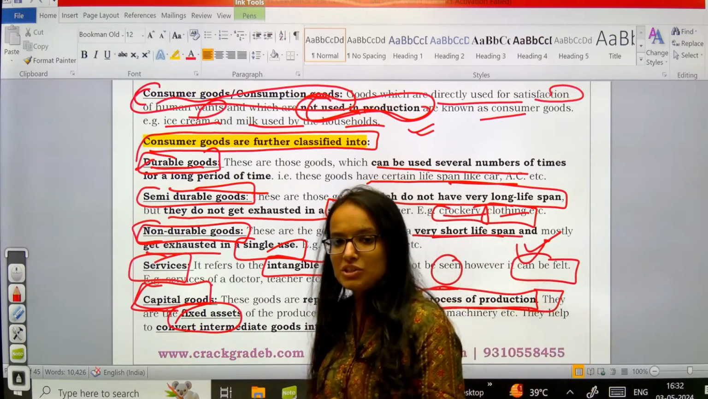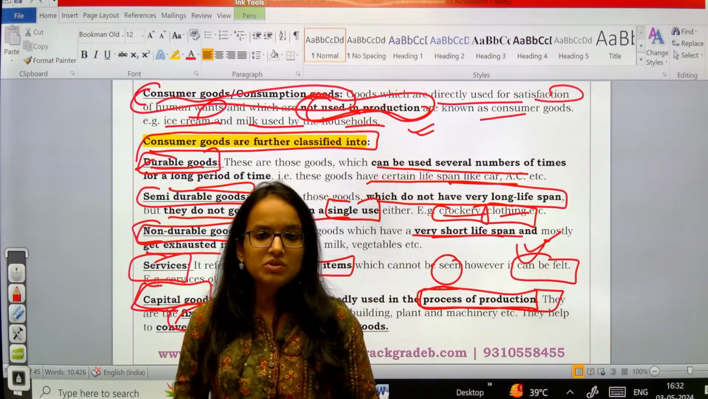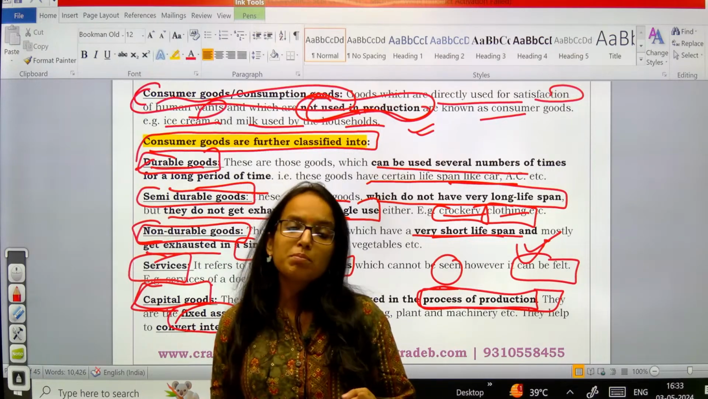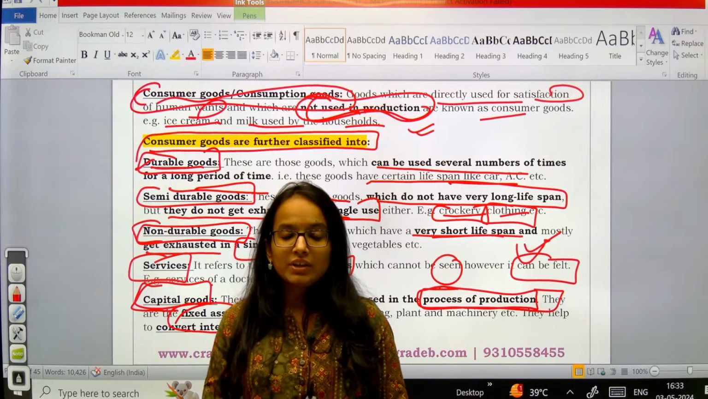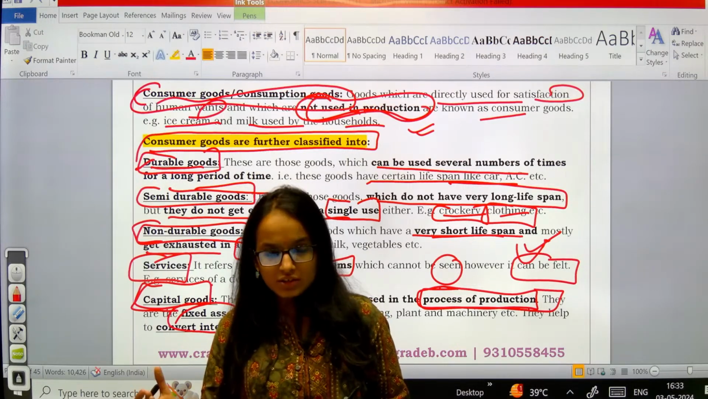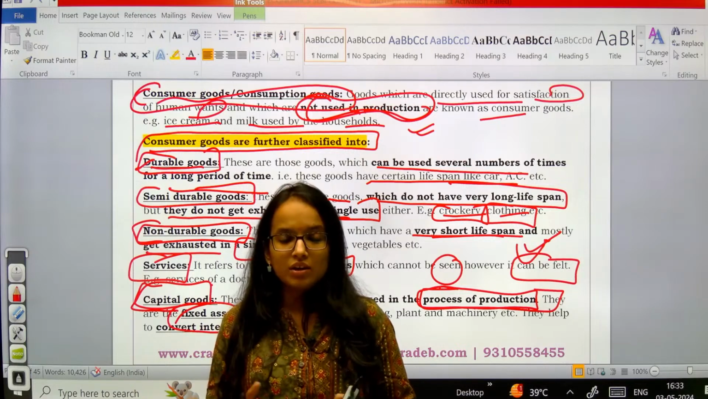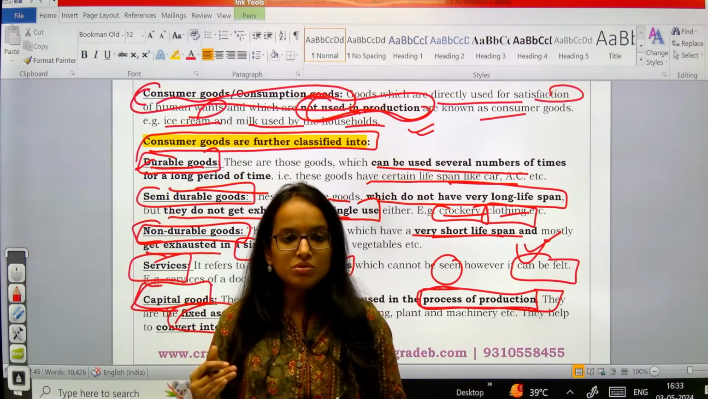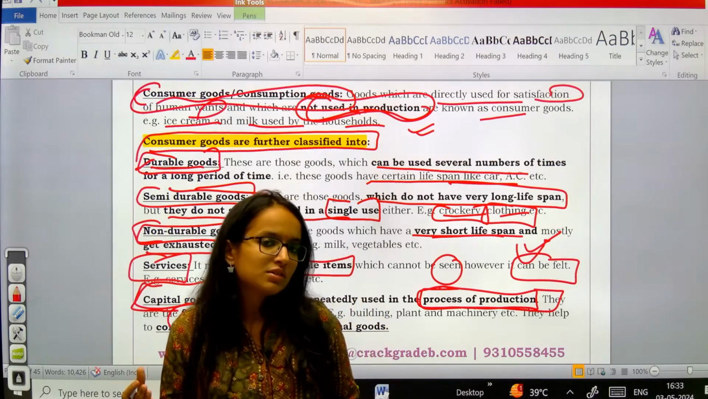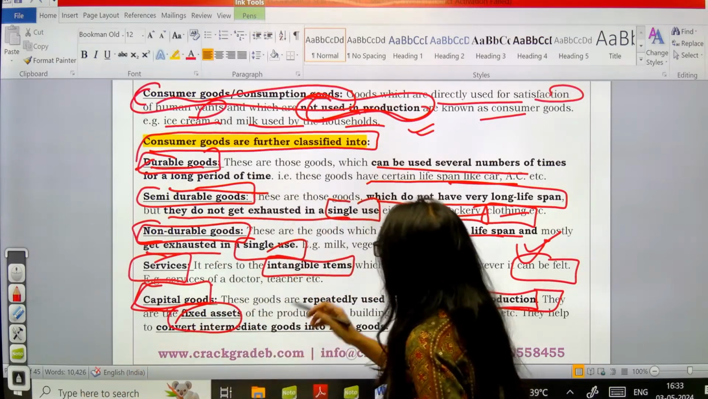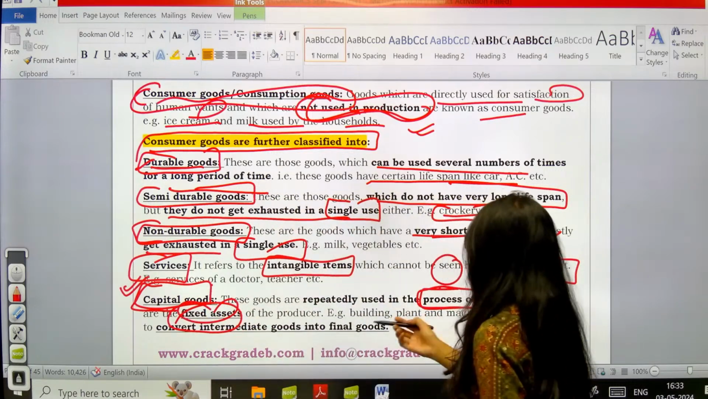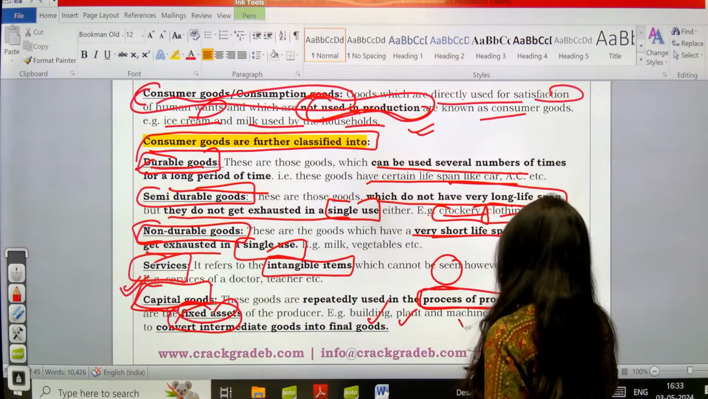For example, machinery. If an industrialist who has established his or her industry buys some machinery for the process of production, that machinery is a capital good and it is a fixed asset. It does not change. Once it is installed, it is installed. The producer would not change the machinery until some problem arises. So capital goods are fixed assets. Example: building, plant, machinery.